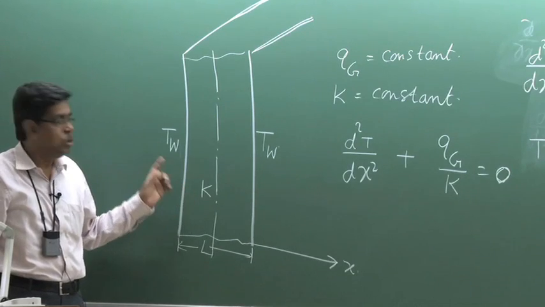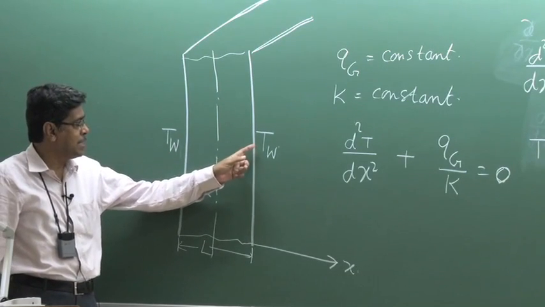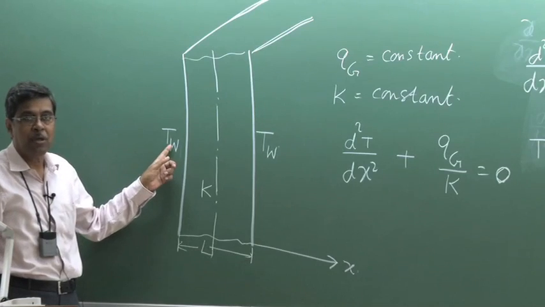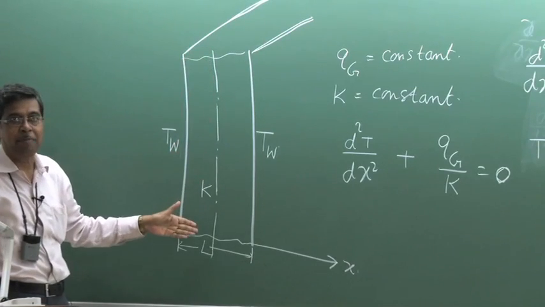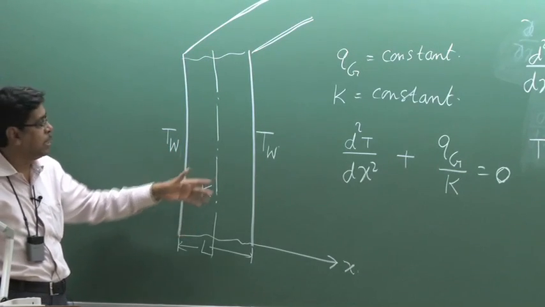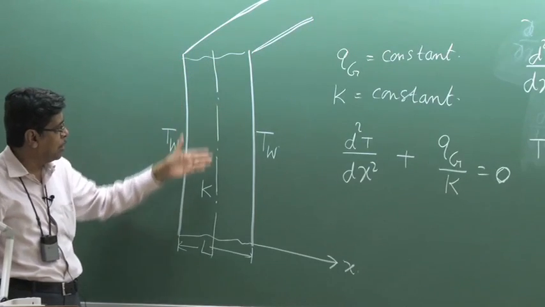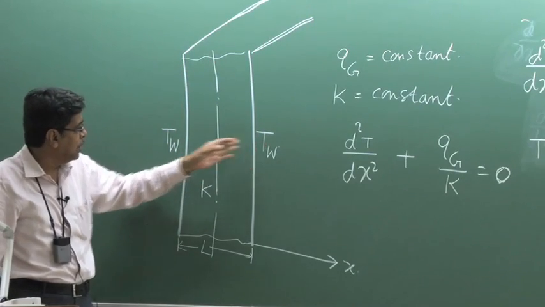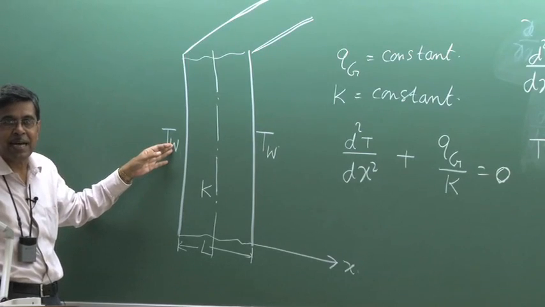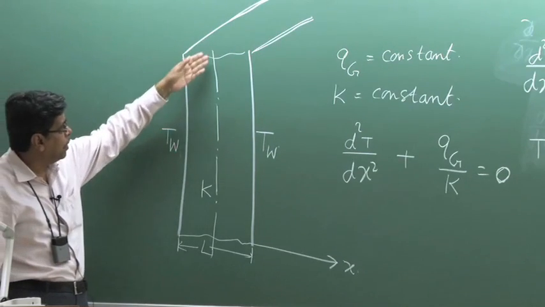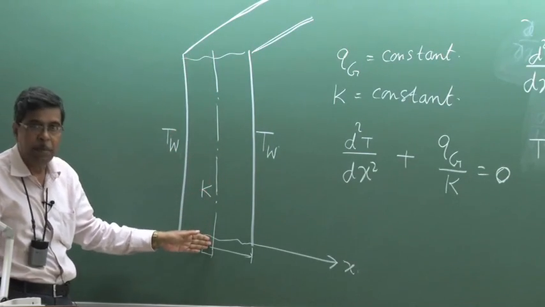The problem is symmetric. The geometry and the boundary condition is such that both sides it is TW. That means if we have a mid plane, about the mid plane the problem is symmetric. Q is uniform throughout, which means it is symmetric about the mid plane. The boundary conditions TW at the two faces are same. That means the problem is symmetric about this mid plane.